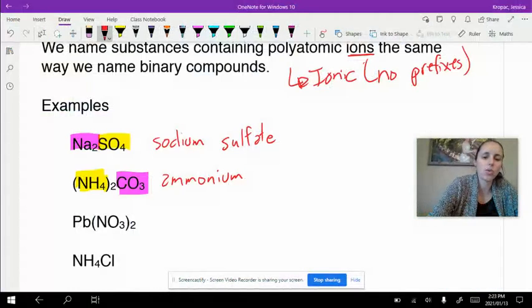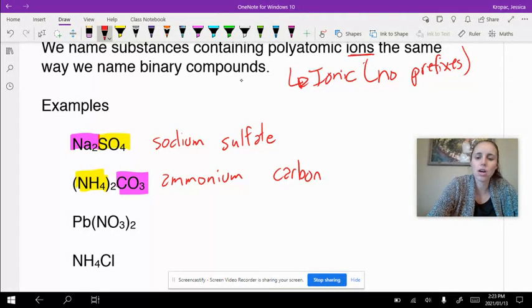And we are going to go ahead and call this carbonate. All right, next compound, I again have 3 letters. So I have my first letter here, PB, and I have my second round of letters here, NO3.